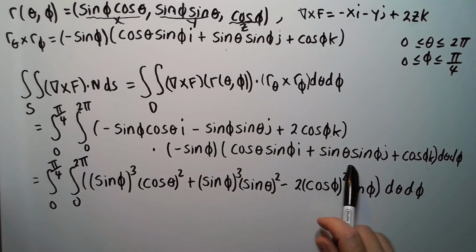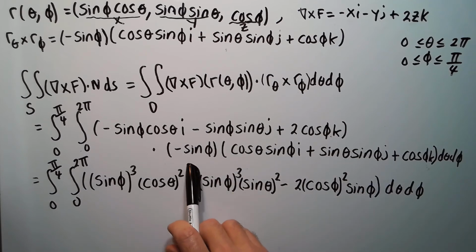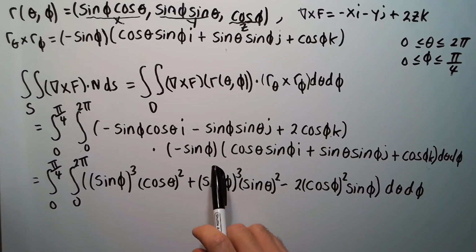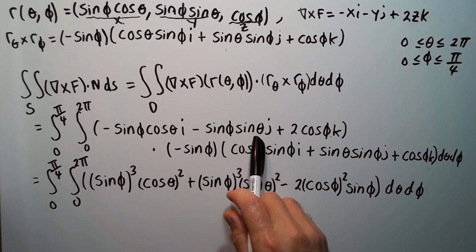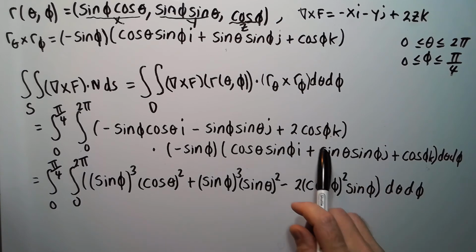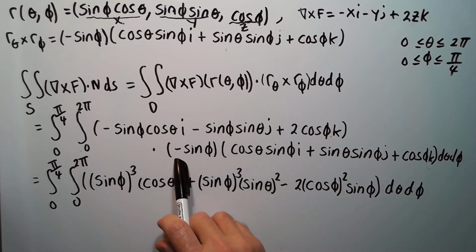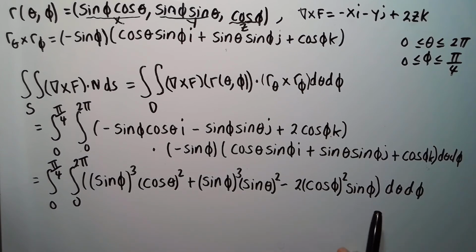Dotting the j ones, you'd have a negative sine phi here, here, and here, so it'll be 3 of them. But with 2 minus signs, it'll be sine phi cubed there, and you've got a sine theta, so sine theta squared there, and then you'll have a 2 cosine phi squared and minus sine phi, so you get this.